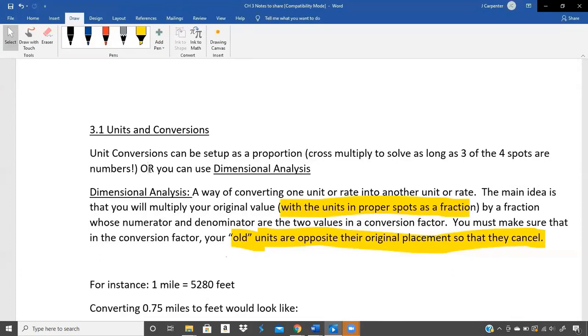I don't even write any numbers at first when I figure out my multiplier. This is the first thing I do. I say, all right, what's my old unit? Feet. Where is it? In the top. So in the multiplier, feet have to go in the bottom so they cancel, and I'll be left with my new units.